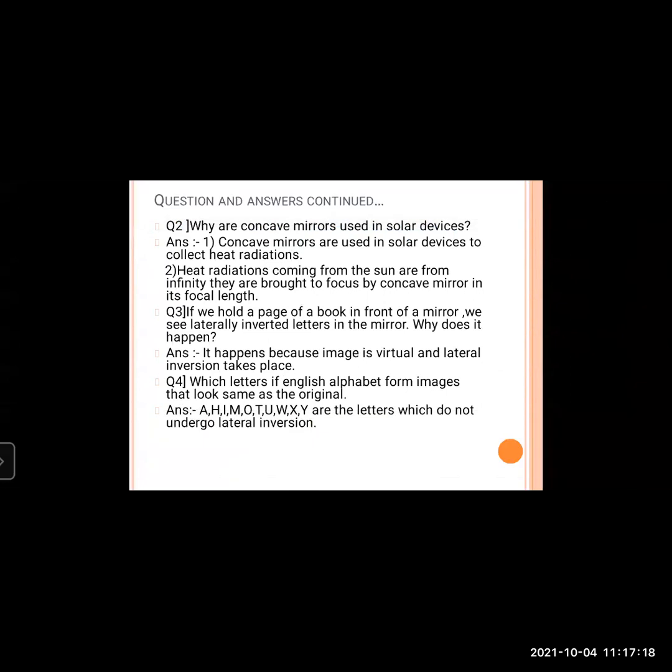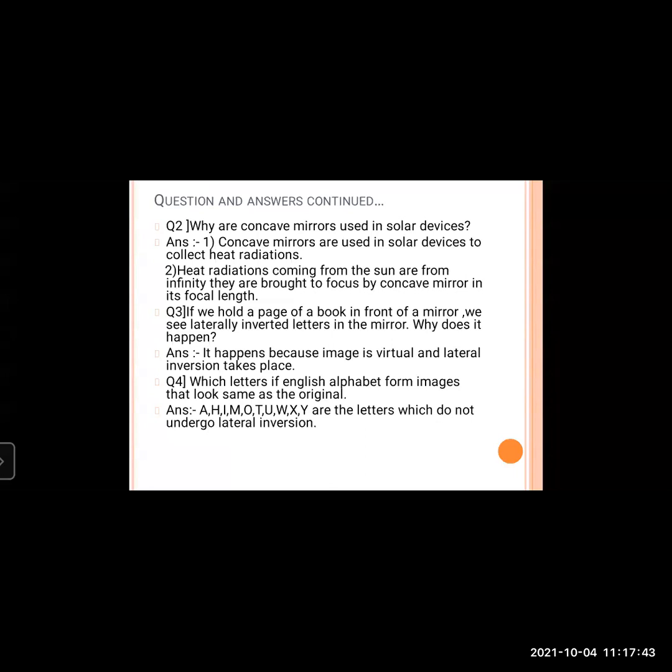Now the next question is, why are concave mirrors used in solar devices? Concave mirrors are used in solar devices to collect heat radiations. Okay, so it undergoes convergence. Heat radiations coming from the sun are from infinity. They are brought to the focus by the concave mirror, in its focal length.